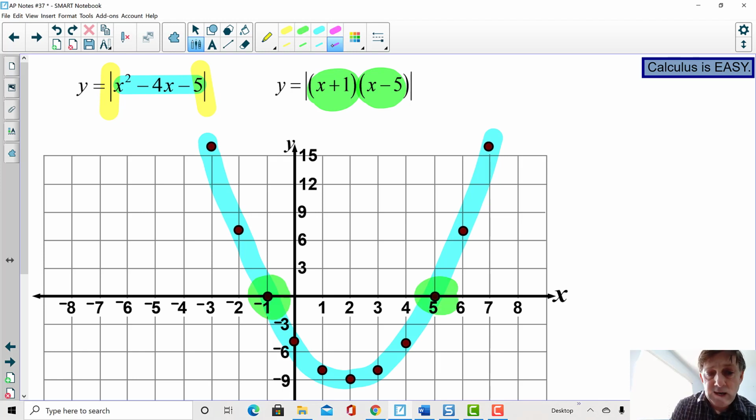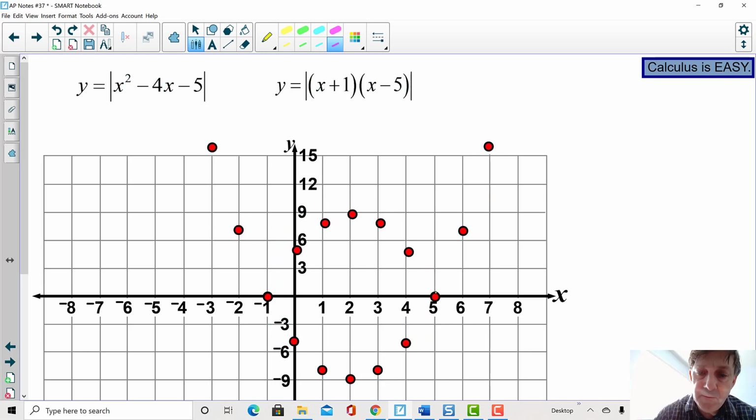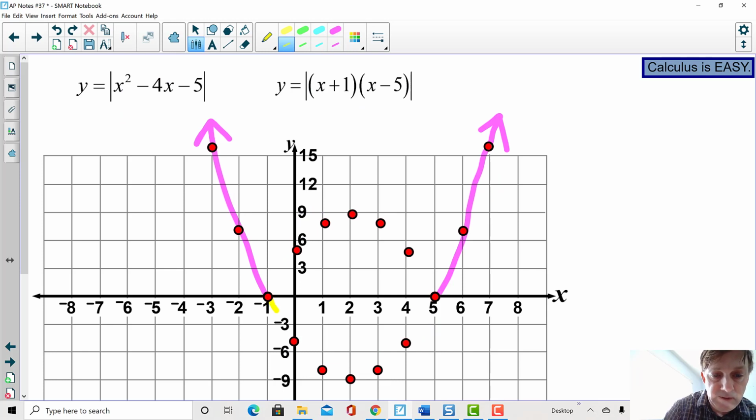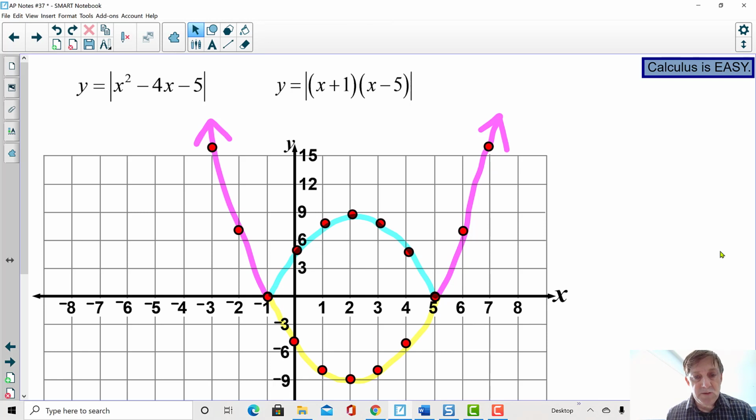Now that absolute value is going to take all of these negative values down here, and it's going to reflect them up. So it looks something like this. So the values that were 0 or positive are going to stay the same, and the values that used to be negative are going to reflect up, and they're going to become positive. So let's erase everything on the bottom, and now we're done.